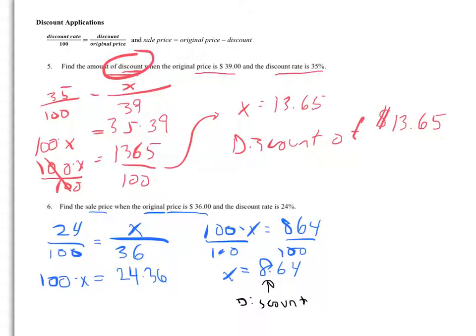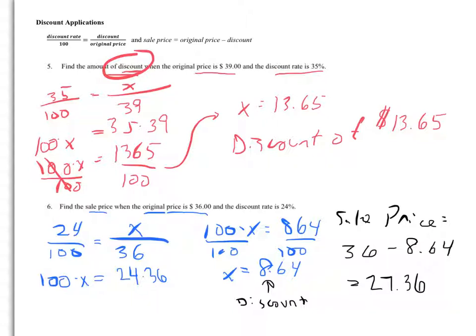Okay, the sale price is equal to the original price, $36, minus $8.64, which is, let's see, $27.36. I didn't leave enough room for my equals or my dollar sign, so let me add that in. So this equals $27.36 as the sale price for the item.